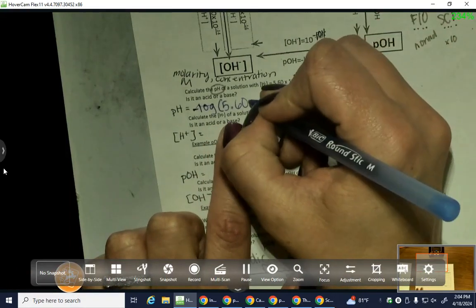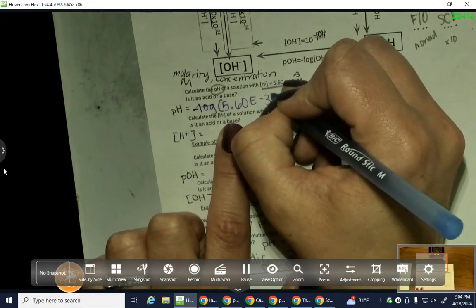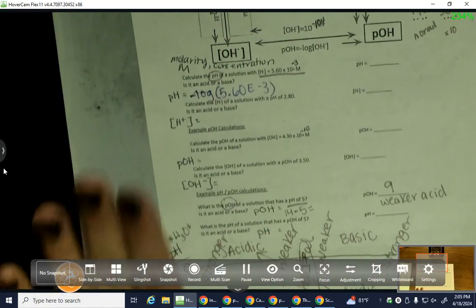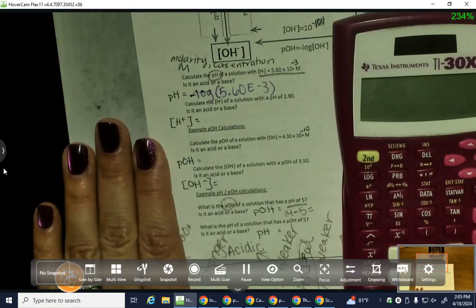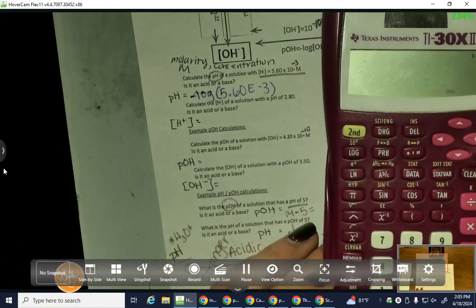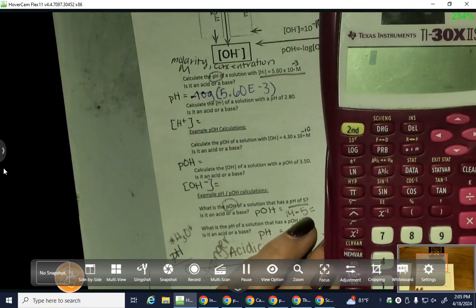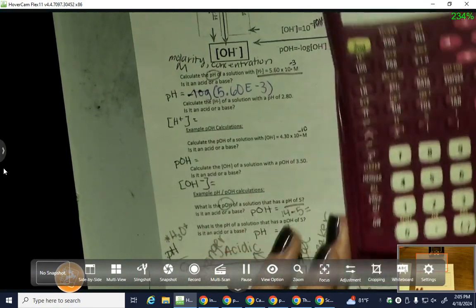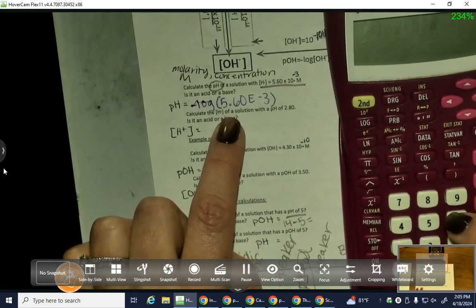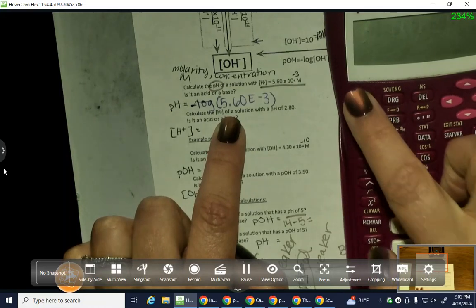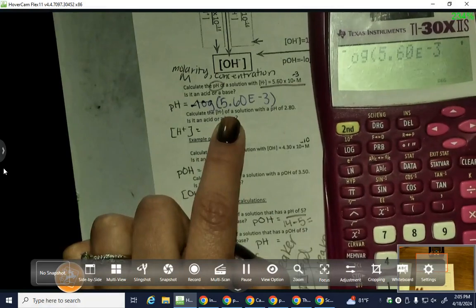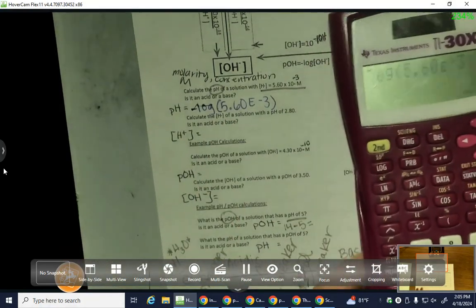5.60, E negative 3. Go ahead and type that into your calculator if you'd like to follow along. Remember the one at the bottom, negative log, and then we're going to say 5.60. I'm going to hit second, E, and then negative 3. Okay, and I'm going to push enter.